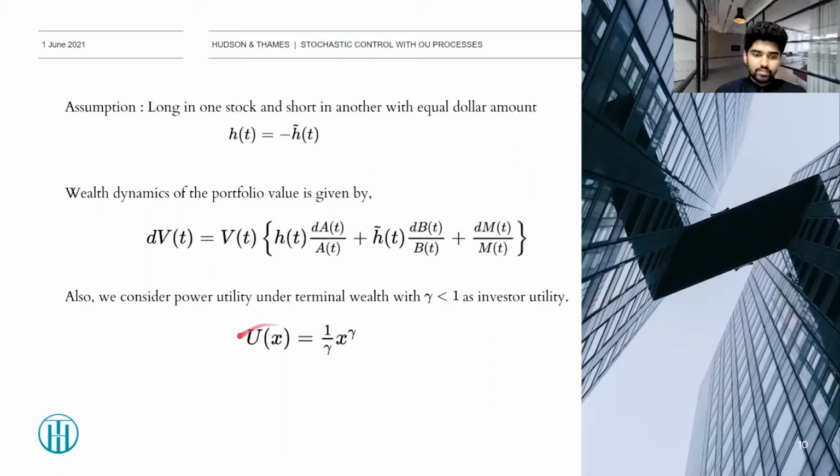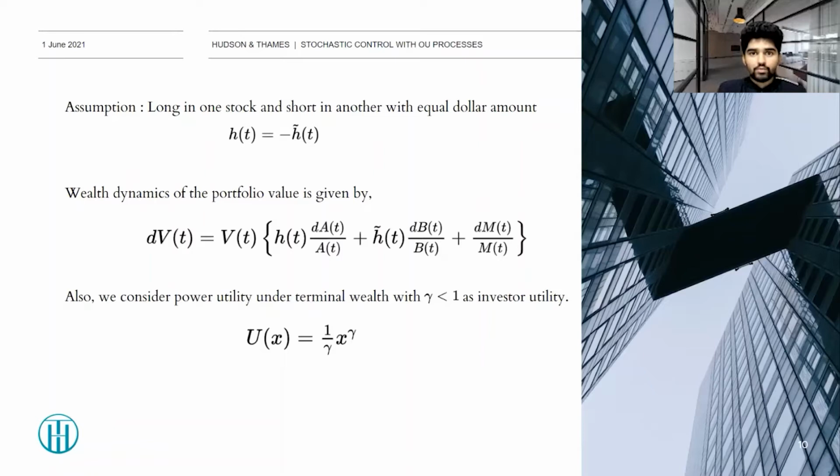The final equation here gives us the power utility function. And the gamma parameter present here represents the risk aversion of an investor. So what I mean by this is, the smaller the value of gamma, the higher the risk aversion of that investor is.